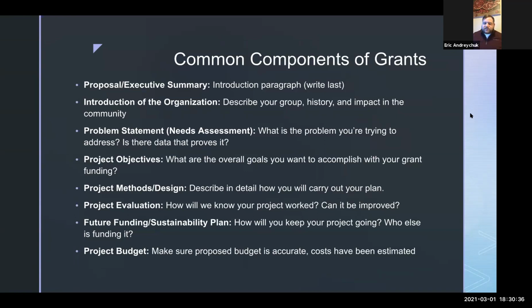The next section is project evaluation. This is how you know your project worked and whether it can be improved. Basically, you just want to show the funder that you were able to do a project, and how you can show that it actually made impact in the community. For instance, if we were trying to do a park cleanup and wanted to evaluate whether it worked, we might say that we looked at how many people were coming to the park. Before we did the park cleanup, there were 20 people coming on a weekly basis, but after the cleanup, 50 people on average came a week.